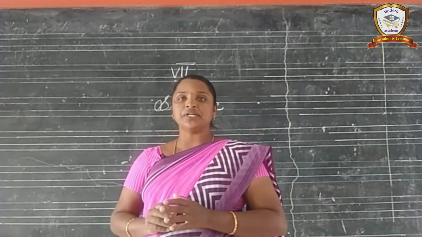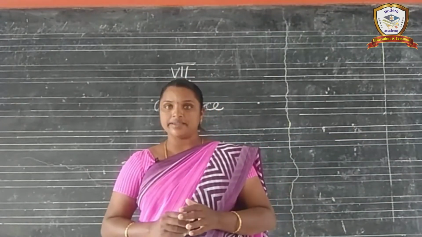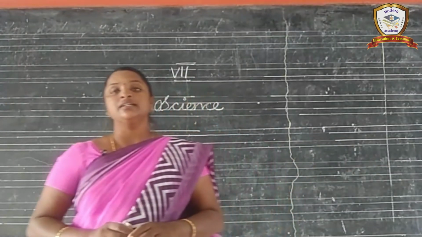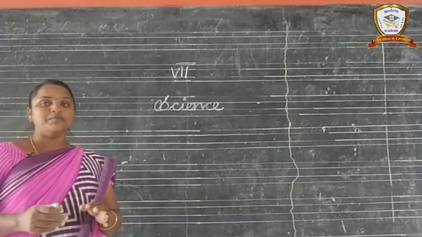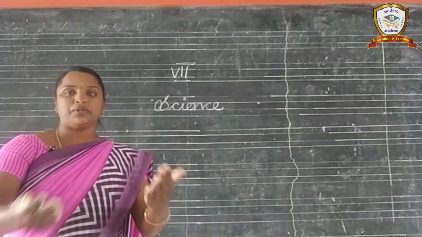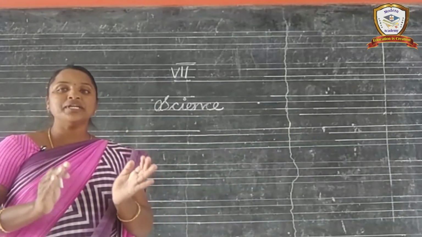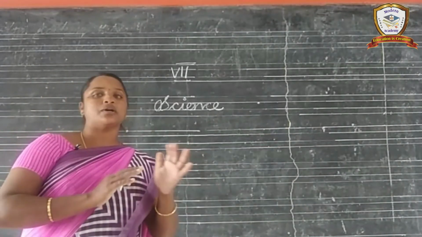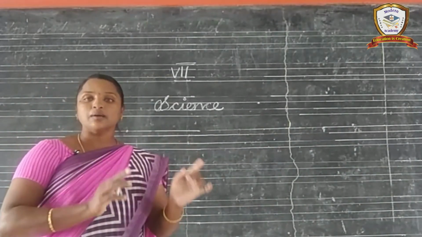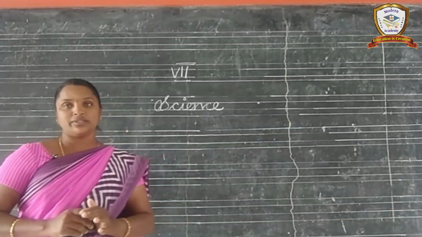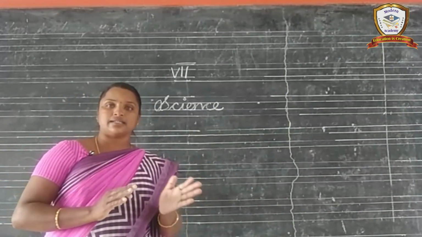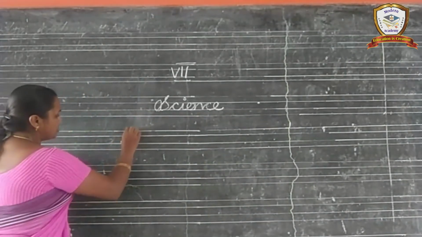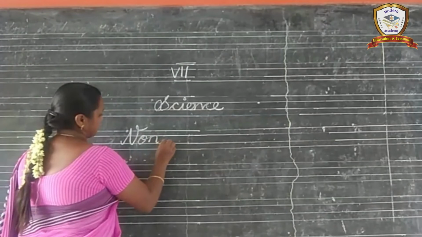What do you mean by communicable diseases? The disease that spreads from one person to another person is known as communicable disease. So diseases caused by microorganisms are called communicable diseases. We studied this in the last class, and today we are going to see about non-communicable diseases.